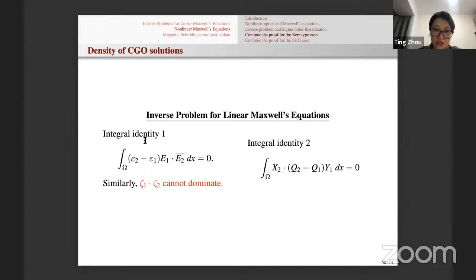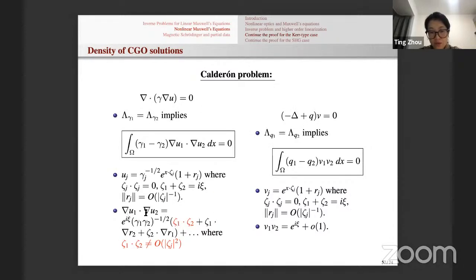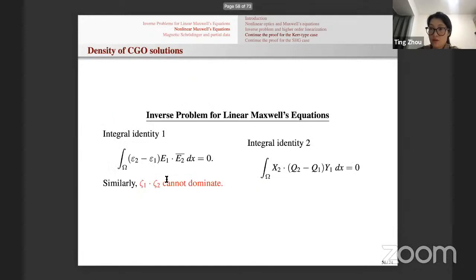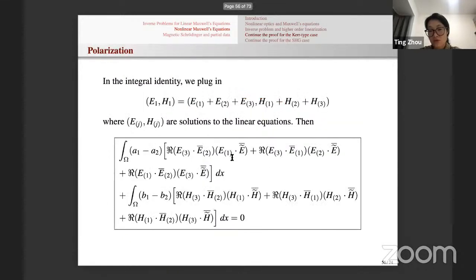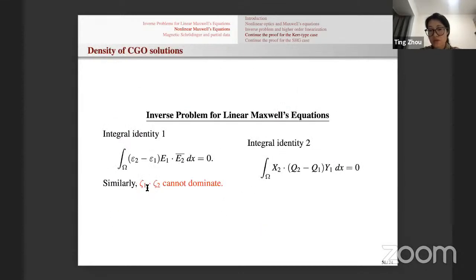But if you use the integral identity directly derived from Maxwell's equations, the E1 and E2 here are very similar to the gradient of U1 and the gradient of U2 in terms of CGO solutions. What that means is that the amplitude in the CGO solution for Maxwell's equations will be of zeta. So E1 dot E2 is essentially zeta 1 dot zeta 2. So you also lose the leading term property, and the remaining term will dominate. Again, you cannot track them, so you cannot get epsilon 2 minus epsilon 1.